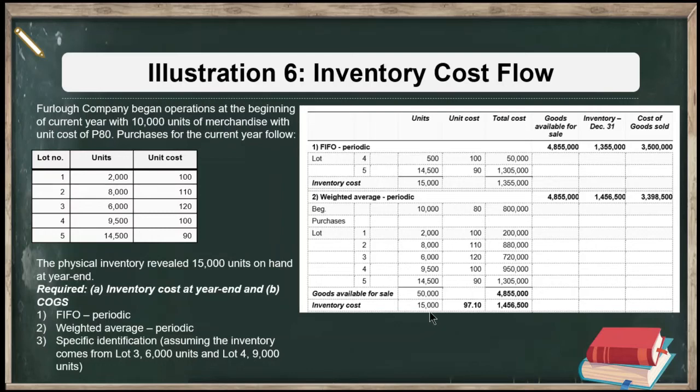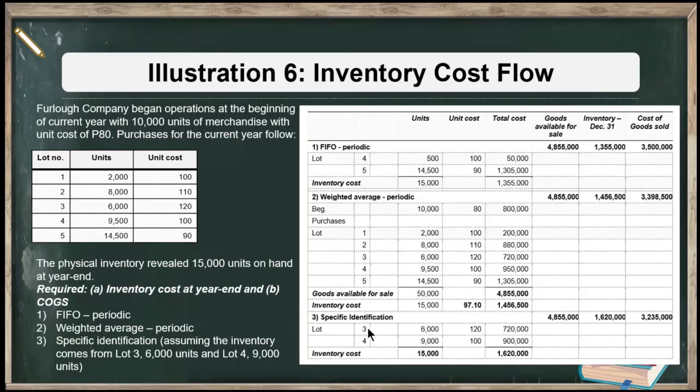Then, for specific identification, assuming that the inventory comes from lot 3, okay, ma-identify nimo asa gikan ang nabilin. So, lot 3 with 6,000 units and lot 4 with 9,000 units. Therefore, you just simply get the unit cost for lot 3, 120, and then lot 4, 100. So, the total is 1,620,000. Therefore, our cost of goods sold, when we deduct it from the goods available for sale, would be 3,235,000.